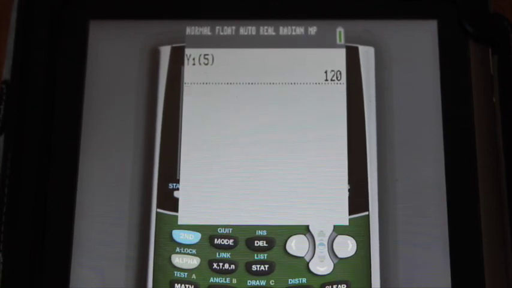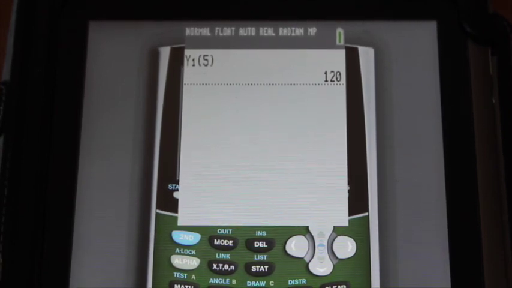So anyway, hopefully that helps. Like I said, not the most useful tool in the calculator, but still something you might find a use for.